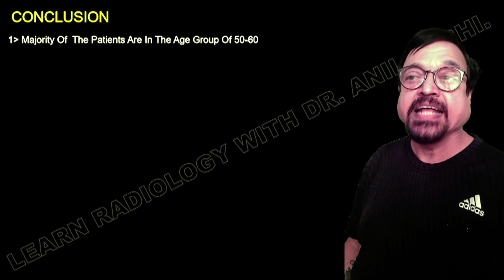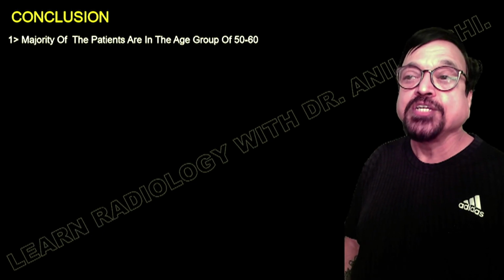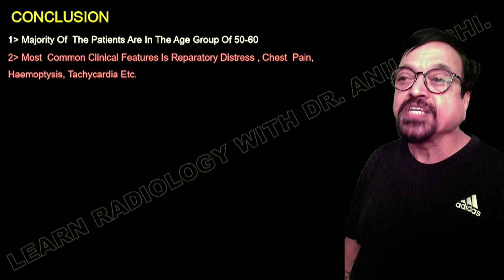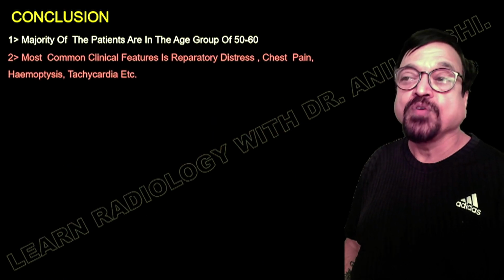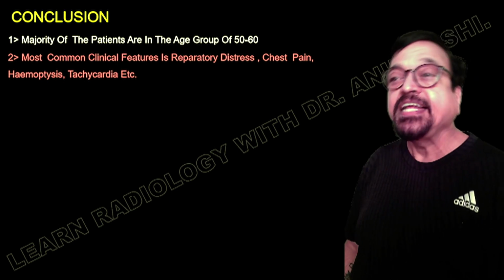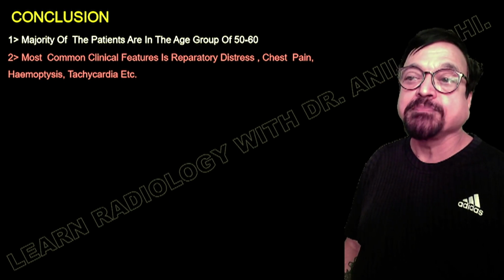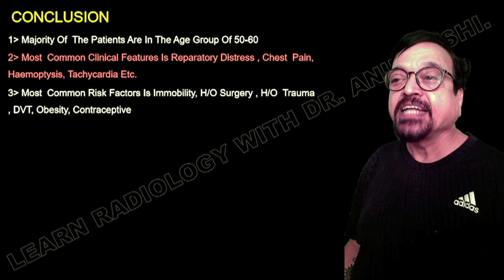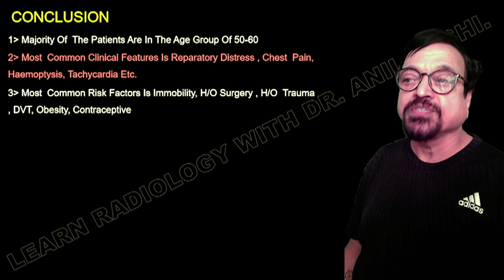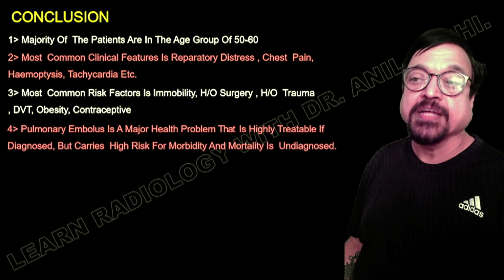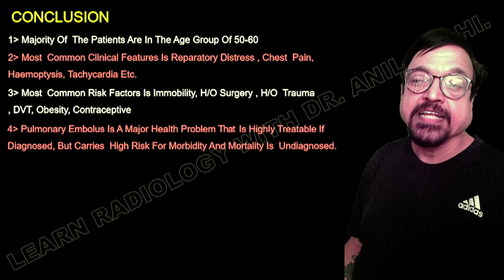So let's summarize in the form of conclusion. Majority of patients are in the age of 15 to 60. So 50 to 60 is a high prone age group. We must think of it. Then most common clinical features are respiratory distress, chest pain, hemoptysis and tachycardia. Most common risk factors are immobilization, history of surgery, history of trauma, deep vein thrombosis, obesity, contraceptives, sometimes added to the risk by smoking.